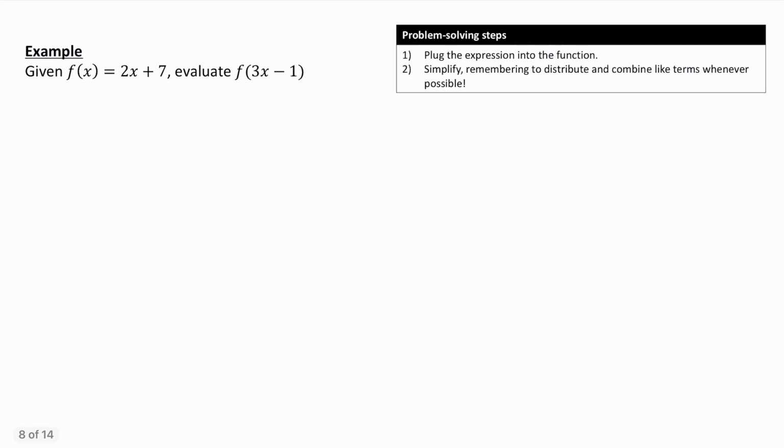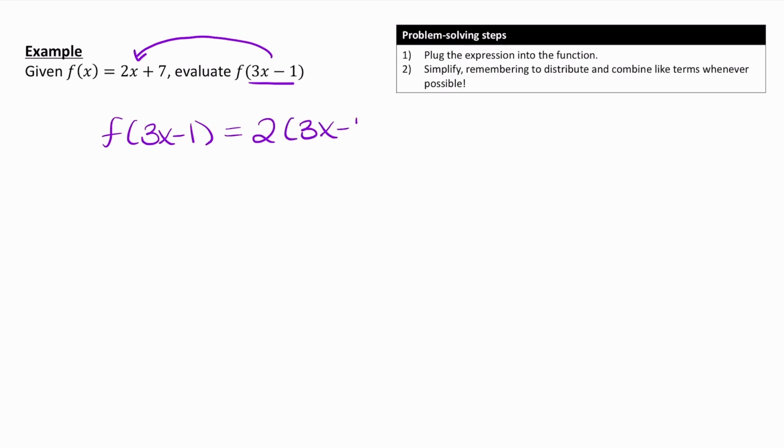So now, given f of x equals 2x plus 7, let's evaluate f of 3x minus 1. I'm going to take this 3x minus 1, and plug it in for x in my original function. So f of 3x minus 1 equals 2 times 3x minus 1 plus 7. I'm going to start off by distributing my 2. So that's going to give me 6x minus 2 plus 7.